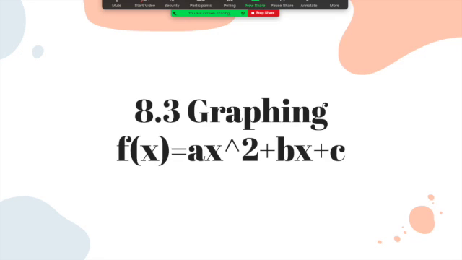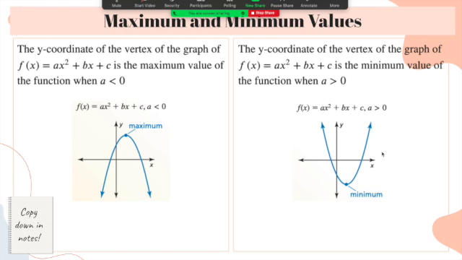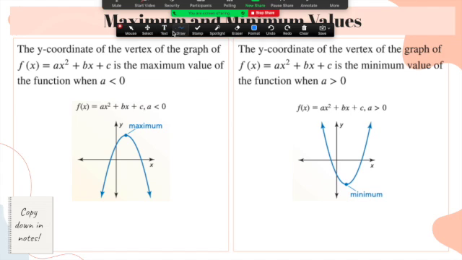Hi guys, so today we're going to be looking at Chapter 8, Section 3, graphing f of x equals ax squared plus bx plus c. So the first thing that we're going to look at is a bit of vocabulary. If we're looking at a maximum value, what we're looking at essentially is the vertex point. So if you see here, in this case we have a maximum point at the vertex.